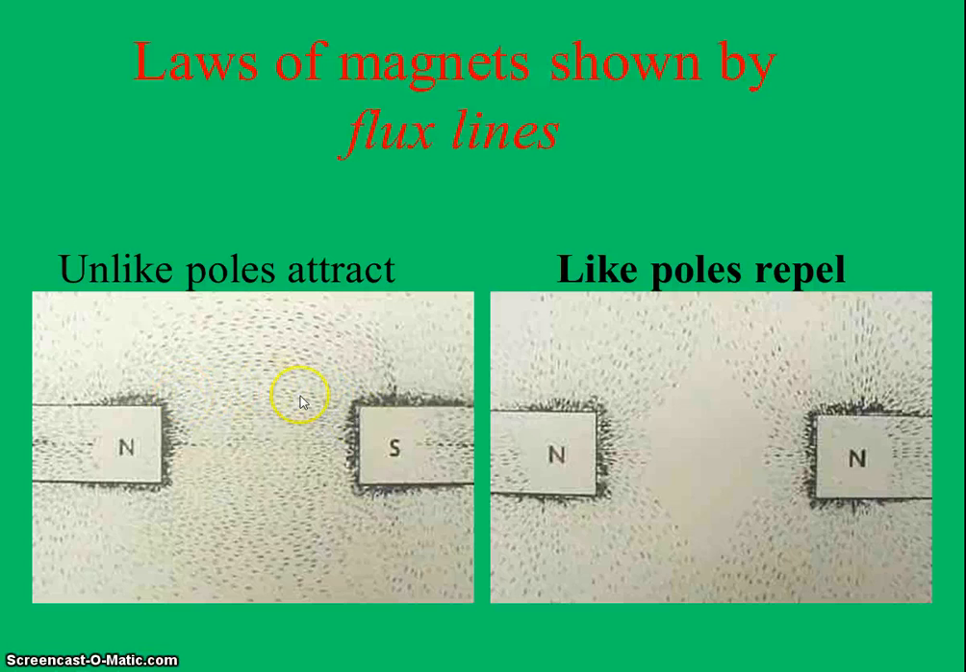You can see the magnetic flux lines showing the attraction between the north and south. And you can see the flux lines showing the repulsion from north to north. You can see clearly there is no force, there's no flux lines in this area because they've been pushed apart. Once again, we call these magnetic flux lines. We can also call these field diagrams.